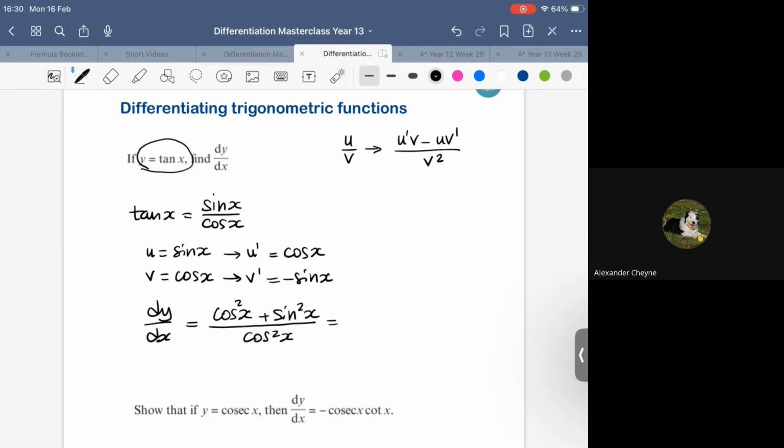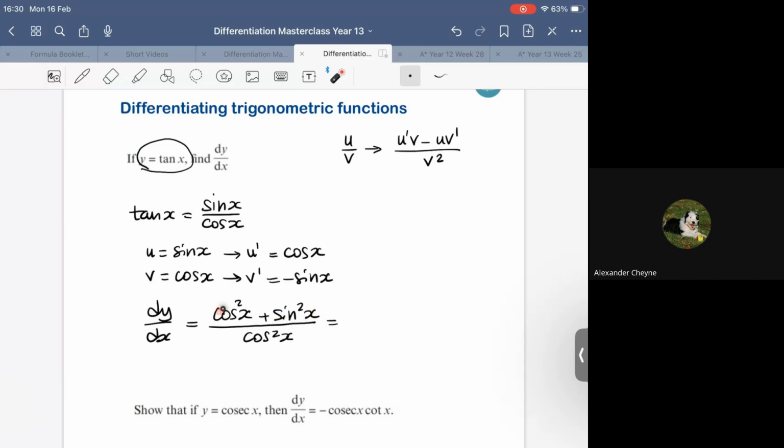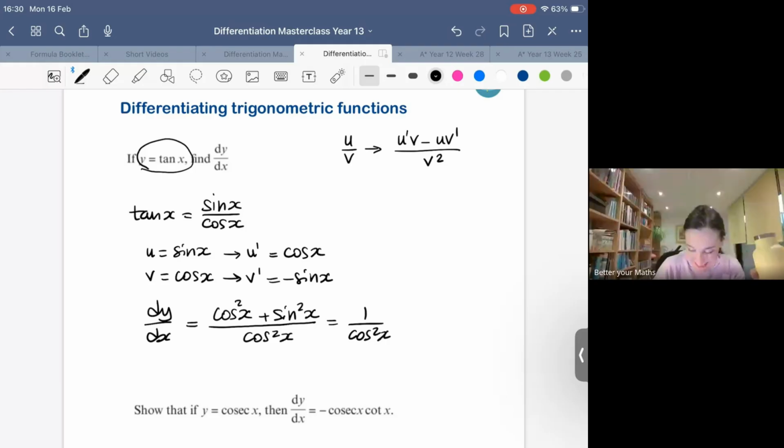You can split it up into cos squared over cos squared plus sine squared over cos squared. Even easier. What is this? That's 1. Exactly. It's 1 over cos squared, which is cosec. Is it cosec or sec? Sec, sorry. Sec squared. You need to remember which one is which because it's easy to mix them. So the derivative of tan is sec squared.